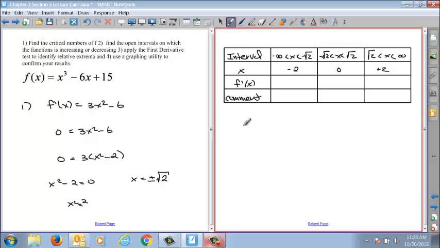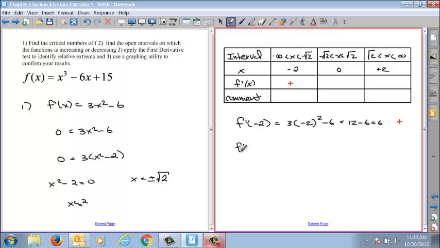Now we evaluate the first derivative, which is this equation from the other page. We evaluate the first derivative at these 3 values of x. So 3 times x squared minus 6, negative 2 squared is 4, times 3 is 12, so you get 12 minus 6, which is 6. The key thing is it's positive, so we put a positive sign there.